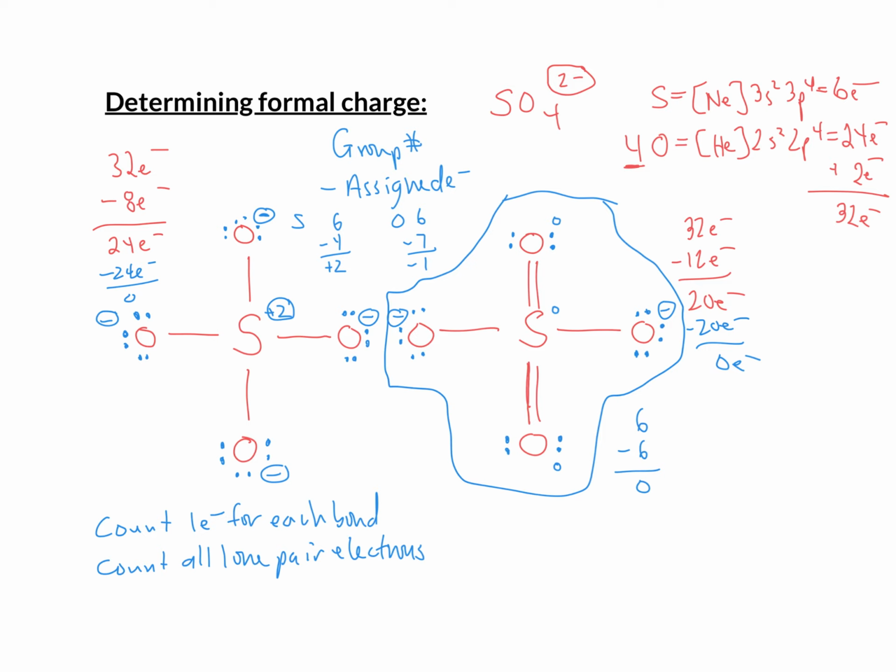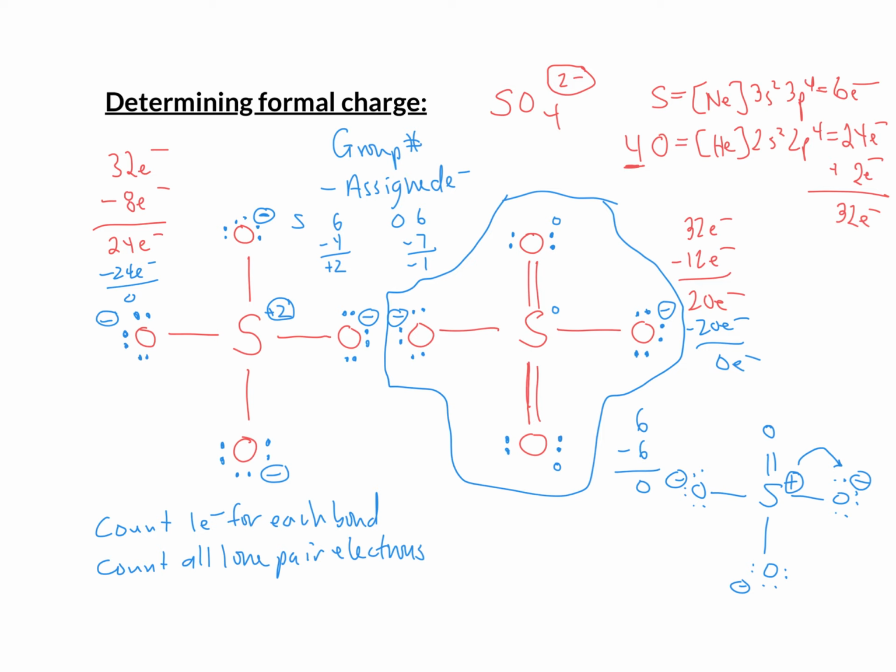I could have gone through a structure like this, where sulfur would only be +1, and each of the oxygens would be -1. Overall, we'd still be -2, right? 2 of these would cancel out, and we could see, okay, I can get rid of that positive charge on the sulfur completely by forming a second bond.